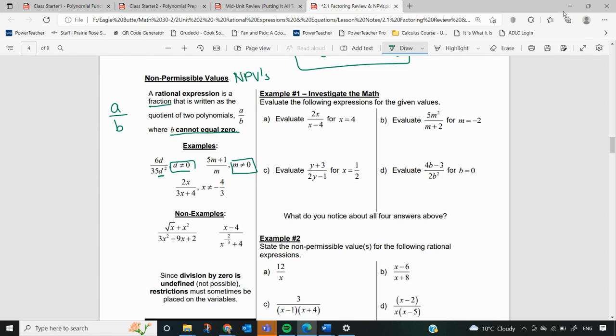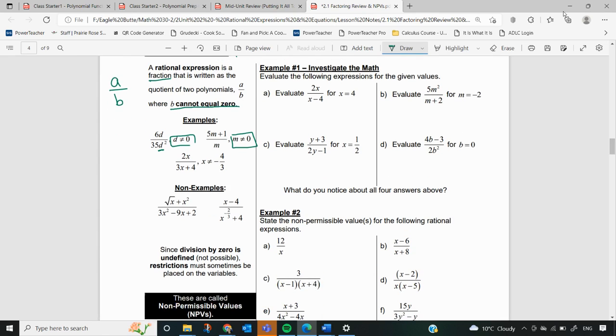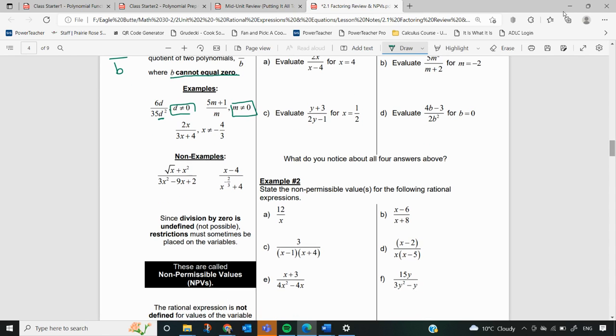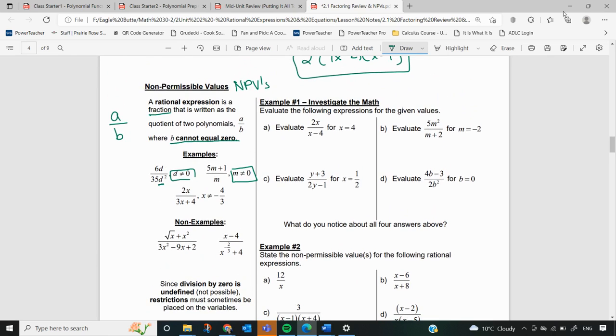These are non-examples of rational expressions. When we're working with rational expressions, you will not see an x under the root sign. You will not see a fractional exponent. Okay, so even though there's a variable in the denominator, it is not a rational expression. And again, as I've mentioned a few times, we can't divide by 0. It makes the denominator undefined, so we have to consider something called restrictions. And those restrictions are called NPVs, or non-permissible values.